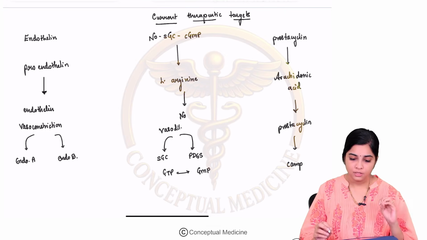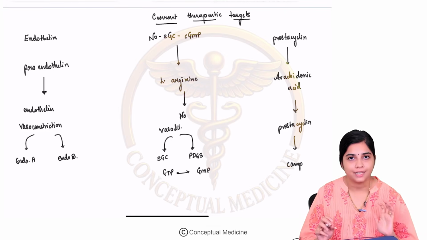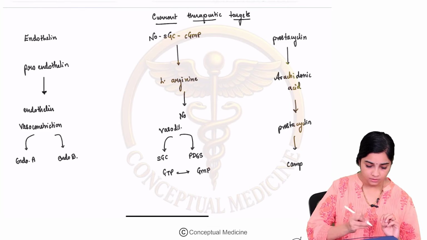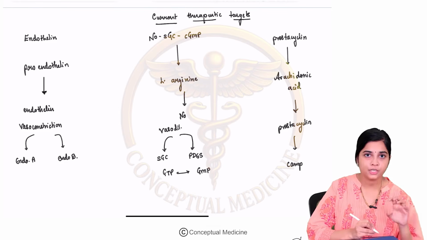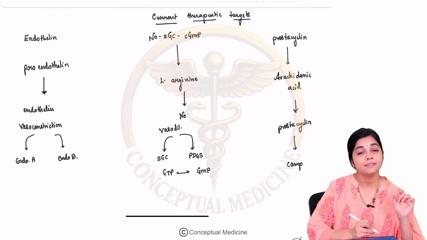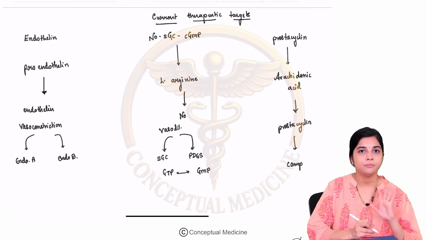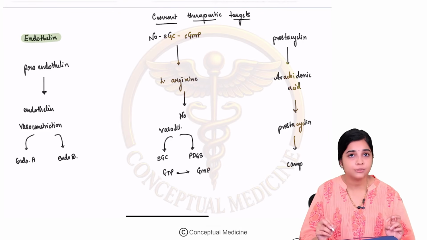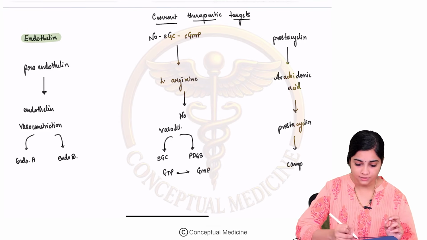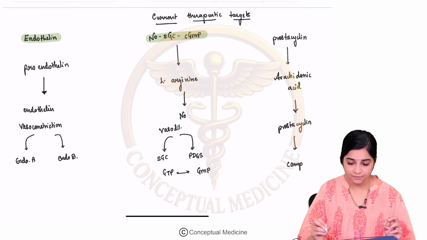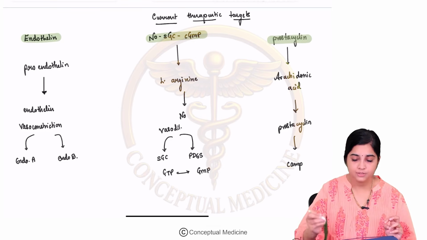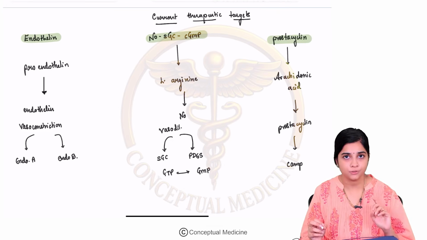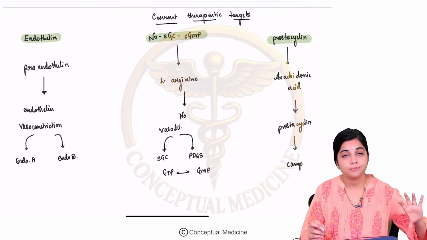There are certain targets which we have identified for the effective treatment of pulmonary hypertension. There are three pathways that we should know which are involved in the pathobiology, and we are targeting exactly these three pathways to improve the quality of life in pulmonary hypertension. The first pathway is your endothelin pathway, the second pathway is your nitric oxide cyclic GMP pathway, and the third pathway is your prostacyclin pathway.